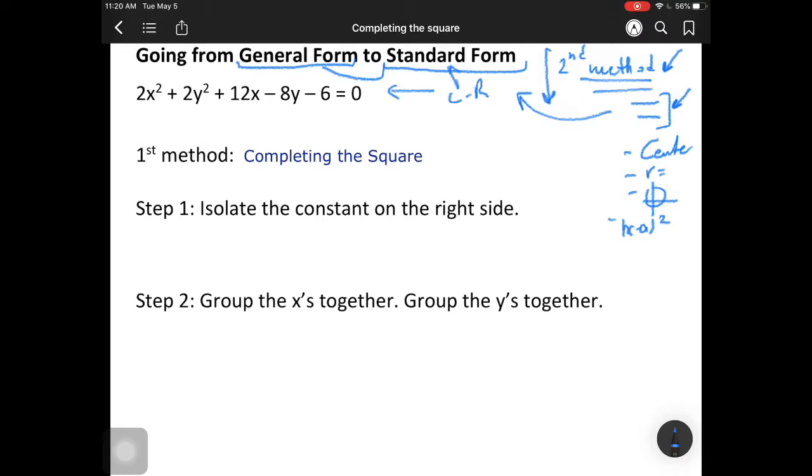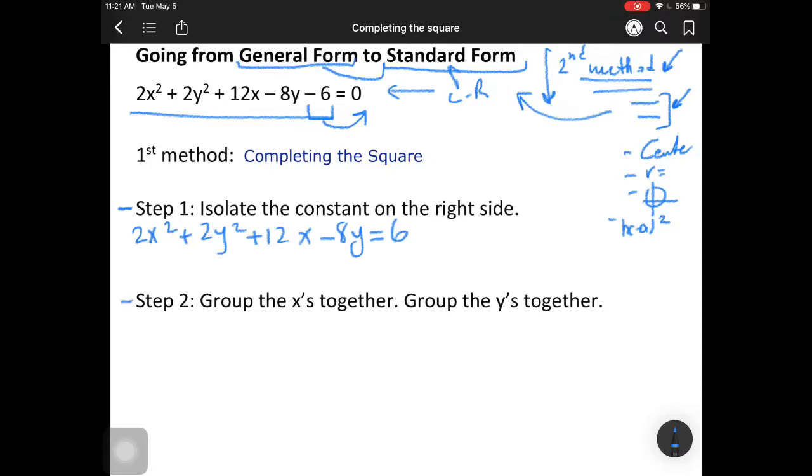So this method is called completing the square. It has a few steps. Let's go through them one by one. Step 1 says isolate the constant on the right side. As you can see here, this is the constant, so you need to take the constant to the right side. So you would have 2x squared plus 2y squared plus 12x minus 8y equals 6. So we took the constant to the right side.